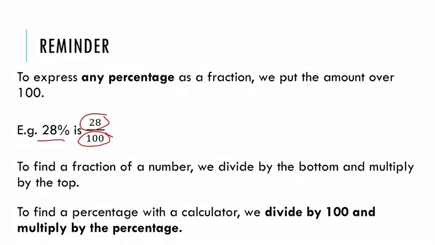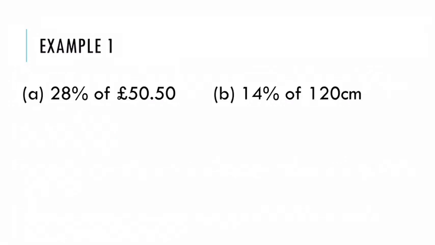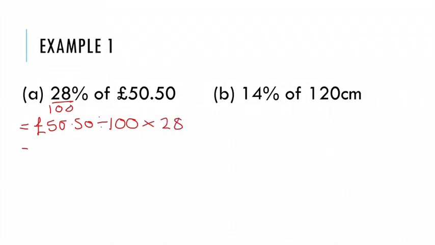So let's try this. 28% of £50.50. So I take my amount, which is £50.50. I divide by 100, which would be the bottom of this as a fraction, and I multiply by the percentage, which is the top. And you can put all of that in your calculator, which gives you £14.14.